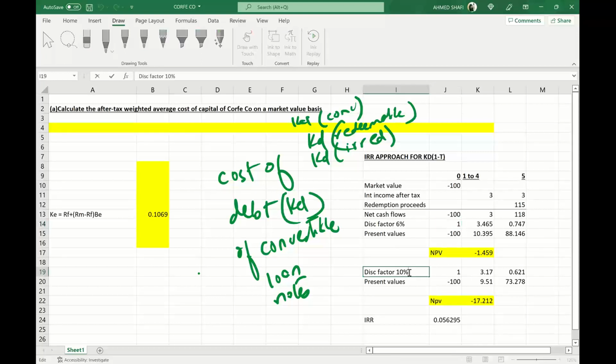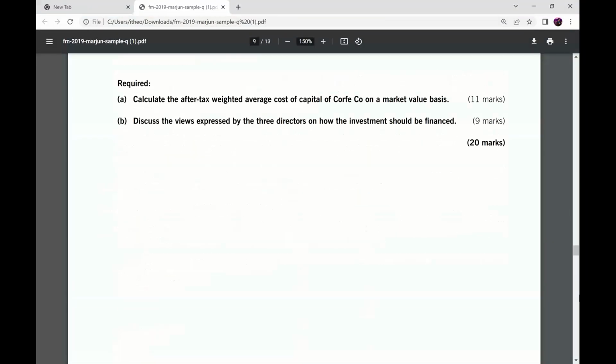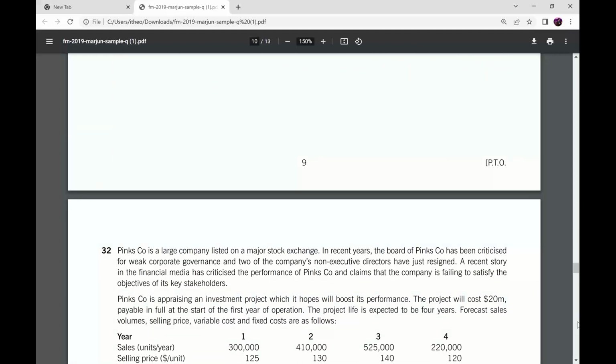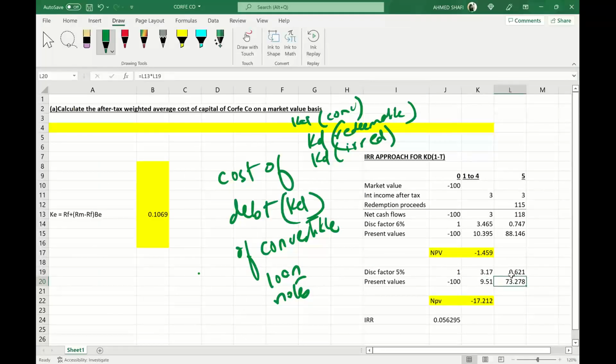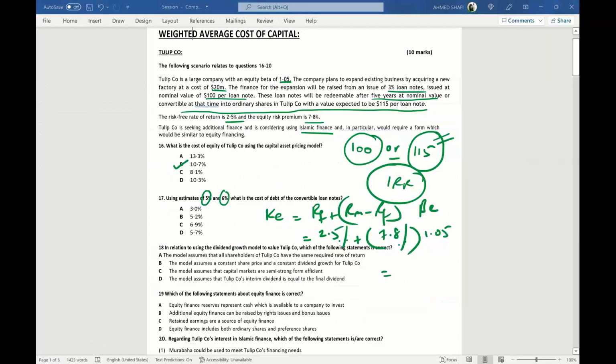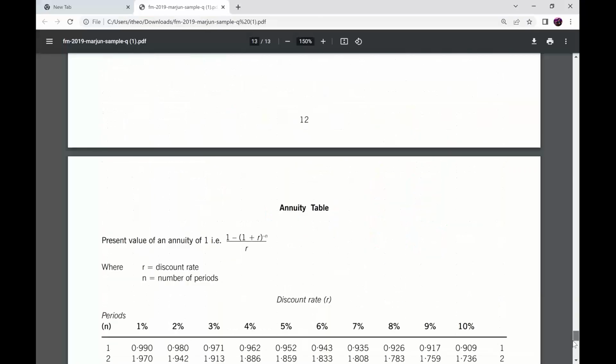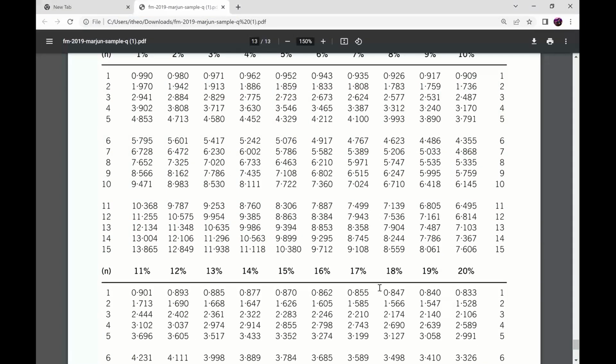Okay, now the other factor is 5%. I need to see the factors of 5% from the table. 5% year 5 is 0.784. And 5% for 4 years from annuity table, 3.546.